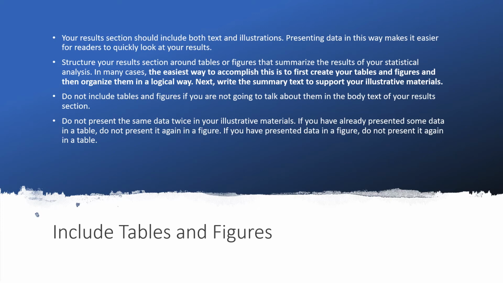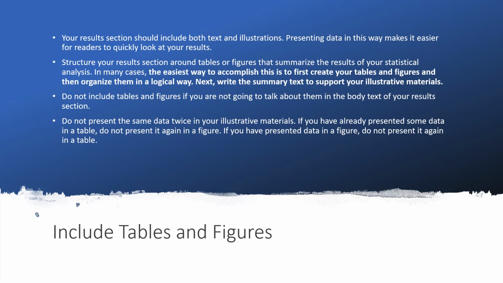And so we want to think about how much information you can provide in a table or a figure that you can then discuss briefly because all the information is already there, right? They say a picture is worth 1,000 words, and a lot of times that's true. We're talking about results. So your results should include both text and illustrations. Presenting data in this way makes it easier for readers to quickly look at your results. Structure your results section around tables or figures that summarize the results of your statistical analysis. In many cases, the easiest way to accomplish this is to first create your tables and figures and then organize them in a logical way.